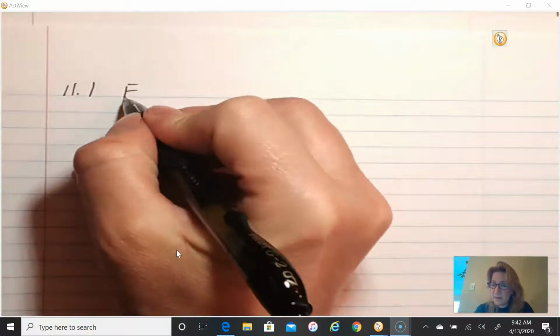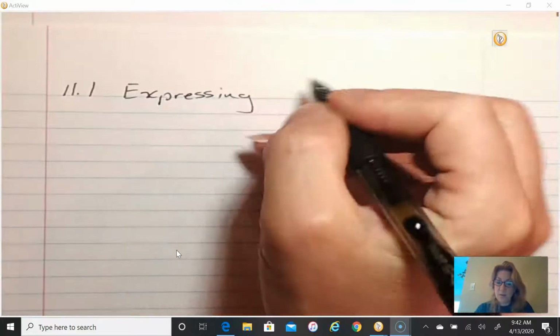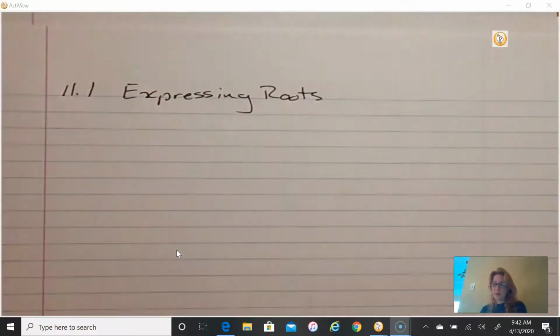11.1, expressing roots. Okay, so when I said I could find something that I could get rid of, it's actually in this section. I'm only going to teach you half of this section. There's part of it that I can get rid of. Y'all should be happy about that. I'm happy about that, having to teach it from my house.